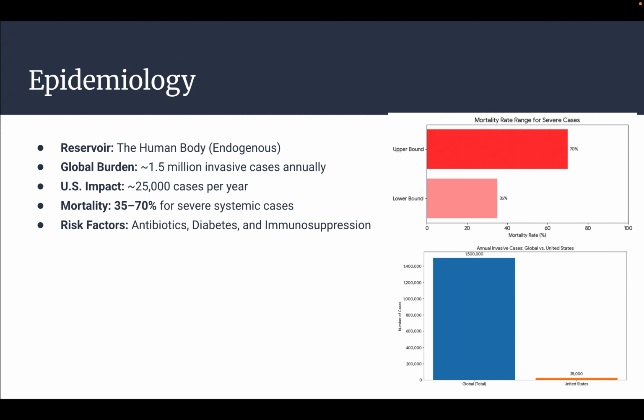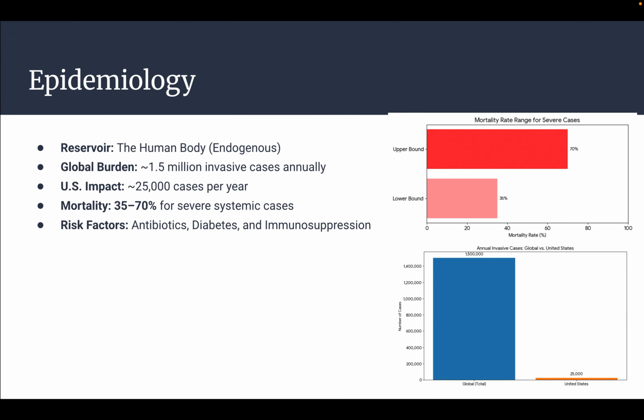Looking at the data I have, we can notice that Candida is obviously a global problem. Every year, around 1.5 million people deal with an invasive case. This means the fungus has moved past the skin and into the blood or organs. In the United States alone, we see about 25,000 cases a year.